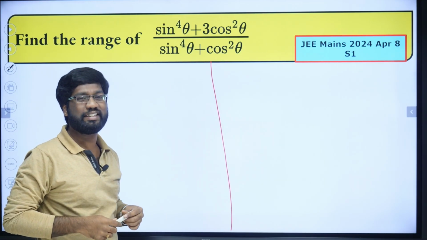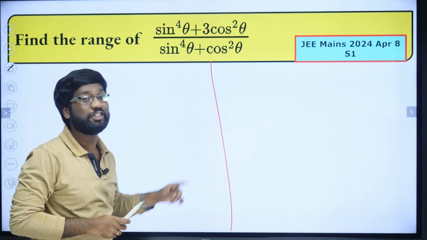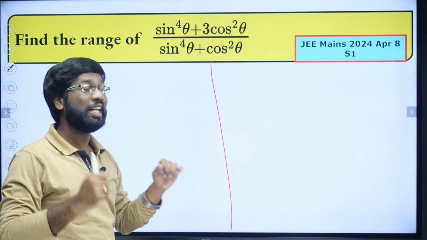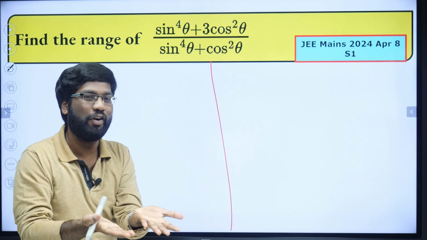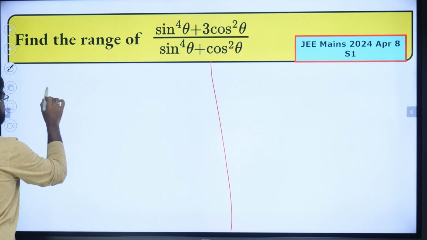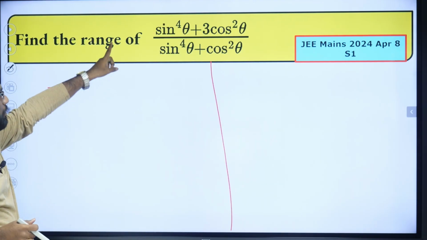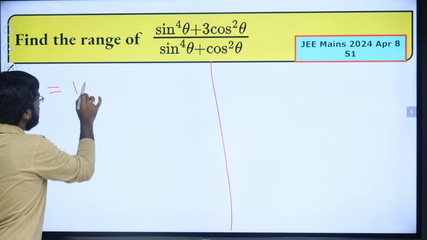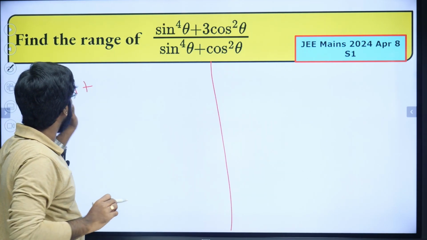But this function seems a little difficult for us. So what are we going to do? We are going to break it down and make it into its simplest form. For that, first I have to break the sine power 4 theta, so let me take it like this: 1 plus.